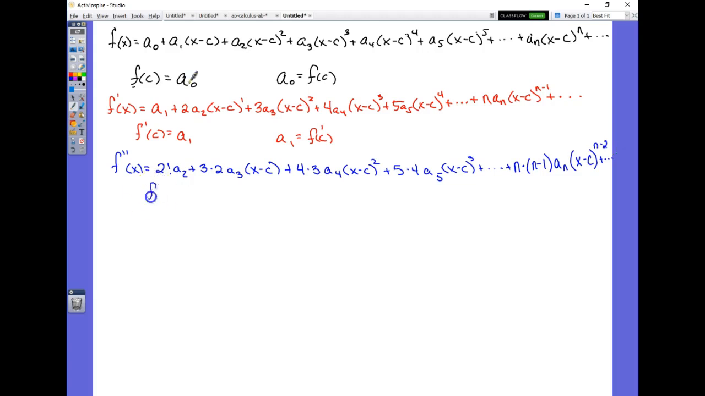But what happens if I evaluate f double prime at c now? Now what do I get? I get 2 factorial a sub 2, which means a sub 2 is what? F double prime of c divided by 2 factorial, ladies and gentlemen. Do the third derivative part, come up with the general term, and then input your information that you got earlier. That should give you at least a starting spot for this particular question. Have fun, enjoy. You got the rest of the time to work on stuff.